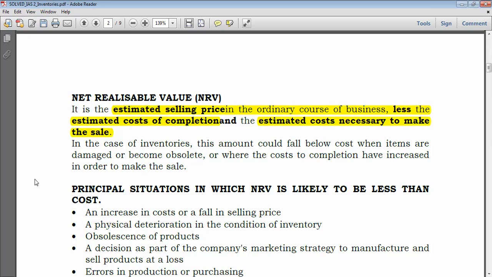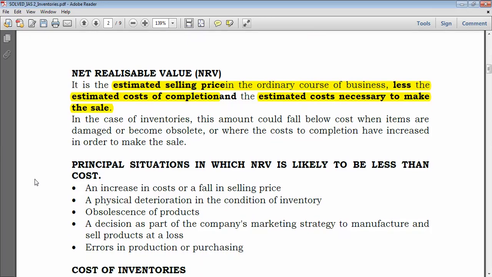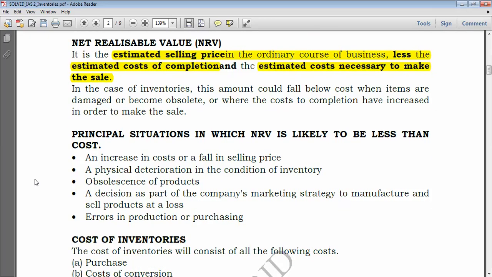In some cases in exams, you could be asked to explain principal situations in which net realizable value is likely to be less than cost. Because as we said, we measure it at the lower of cost and net realizable value. So in case NRV is less, it means that we would have to adjust our inventory amount, right? Yes. So here we come.